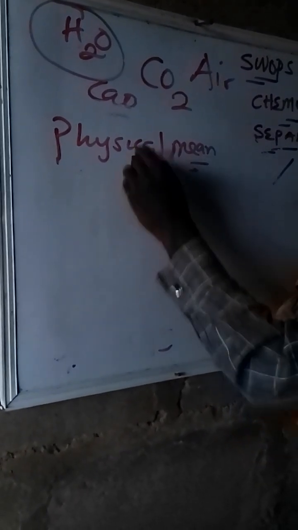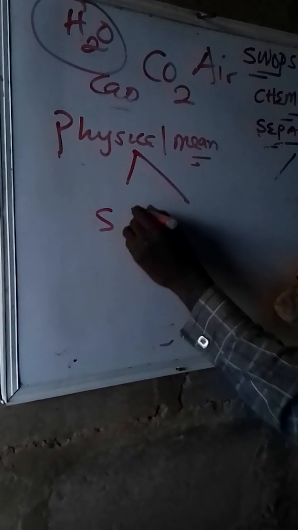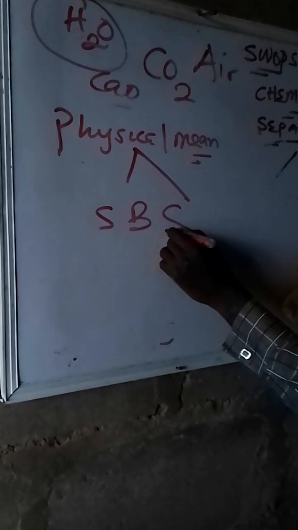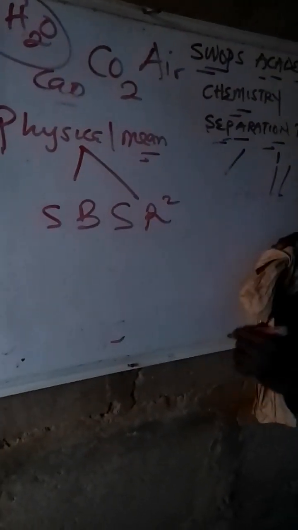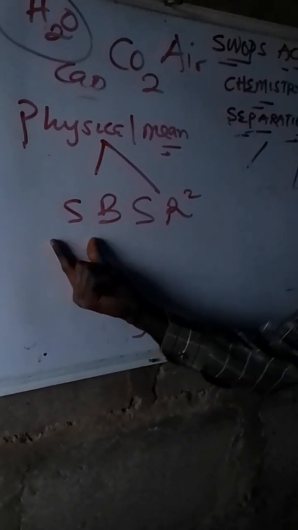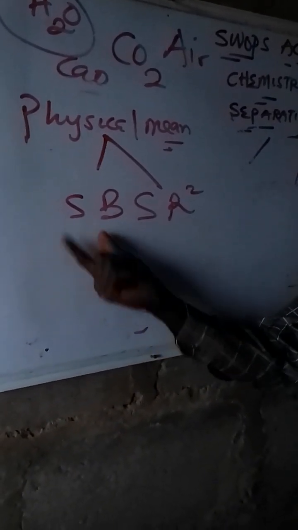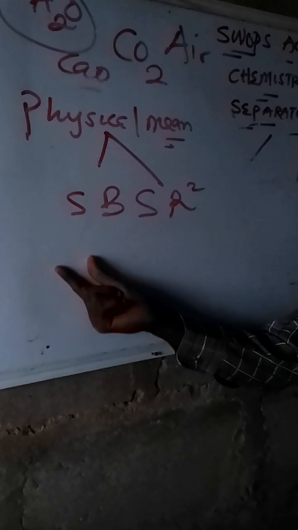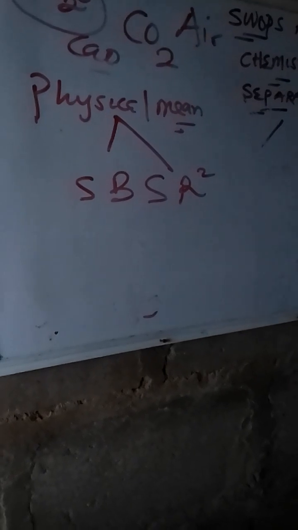Firstly, note that I denote it as SBSR squared. If you are reading, you have to be noting all these things. This S stands for solubility, how soluble one is to another. Garri and water, which one? Garri and something, or one with the other, which one quickly dissolves? When we look into that solubility, then we know what physical means.